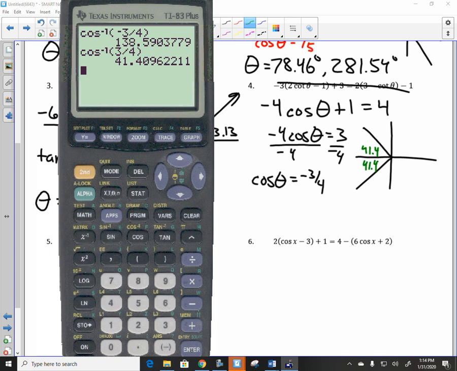41.4. So this is 180 degrees. So what would we do to find this angle right there? Yeah, you'd subtract and you get 138.6. And then you would add to get 221.4.